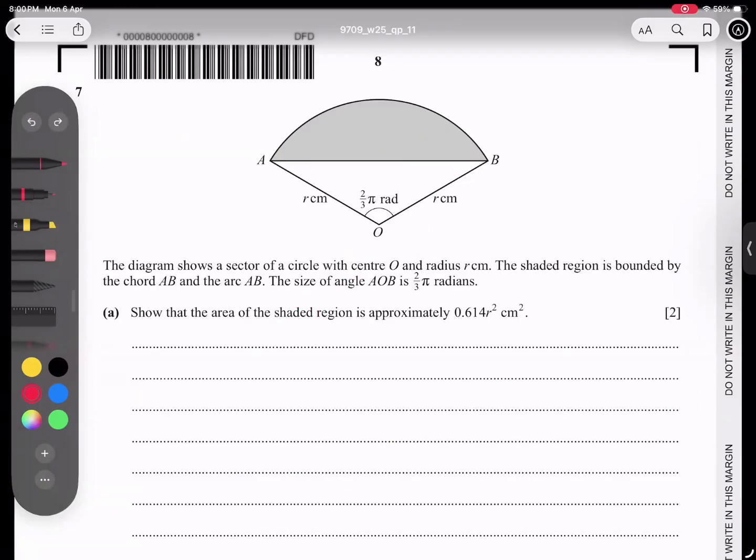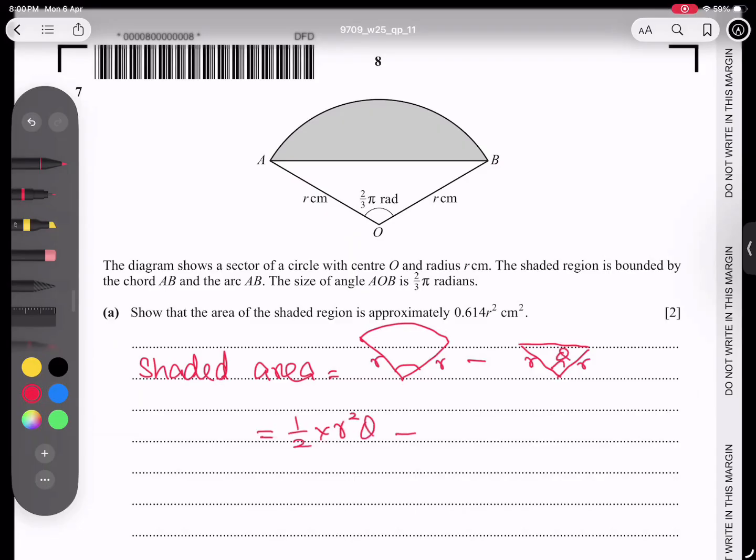How to find the shaded area portion? The shaded area is very clear. So clear planning: sector area minus triangle area. So this is angle, radius, radius, and angle. The formula I'm writing is half r squared theta. And what's the triangle formula? Half a into b into sine theta; let me write it first.